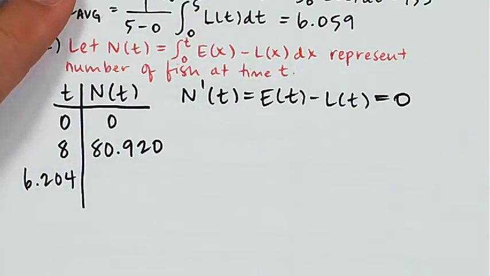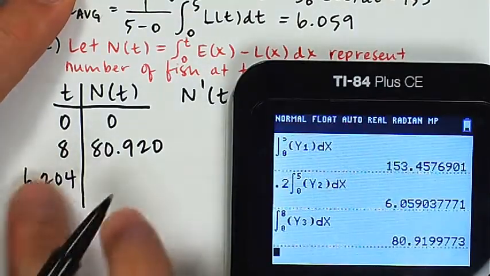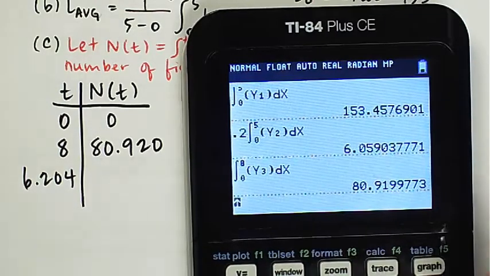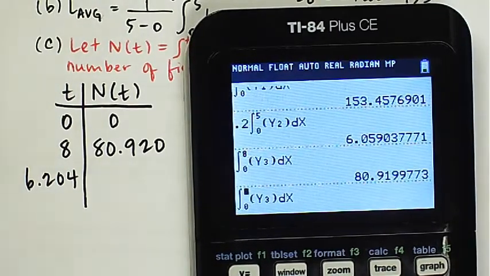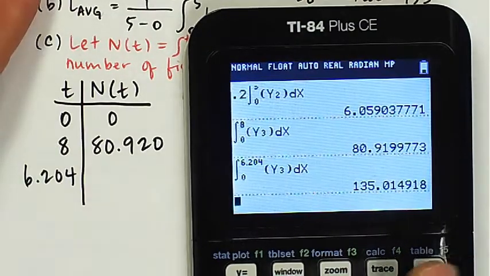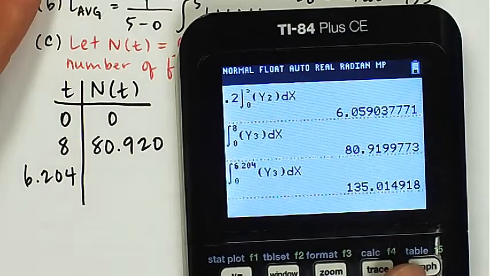Okay. Pretty sure I remember this being a relative maximum, and if it's the only interior critical point and it's a relative maximum, it will be the absolute maximum. But I'll just check just to make sure. 6.204, and I'll get 135 fish. That's good. Okay, so 135.015.